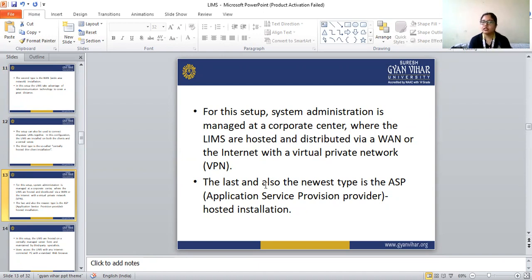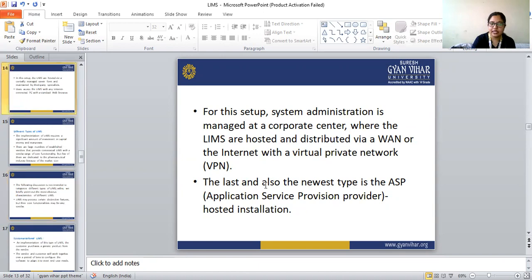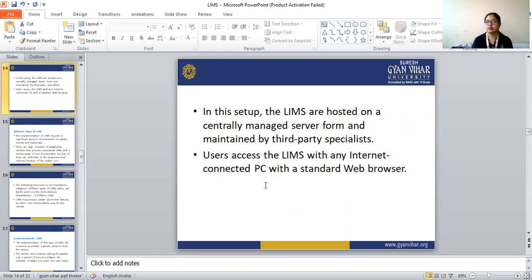And the last one is the ASP. In this ASP setup, the LIMS are hosted on a centrally managed server farm and maintained by a third-party specialist. Users can access the LIMS with any internet-connected PC and a standard web browser.